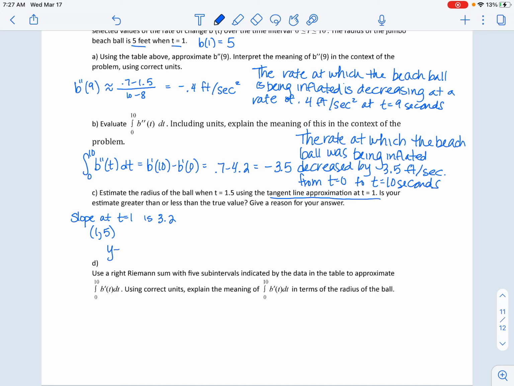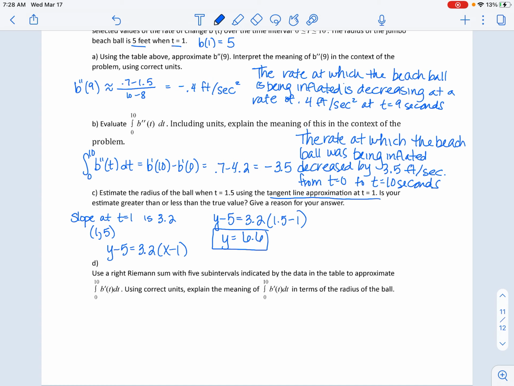And so the tangent line is y minus 5 equals 3.2 times x minus 1. That's the equation of the tangent line, and then we're going to use that to estimate when t equals 1.5. So y minus 5 equals 3.2 times 1.5 minus 1, which is going to be y equals 6.6.